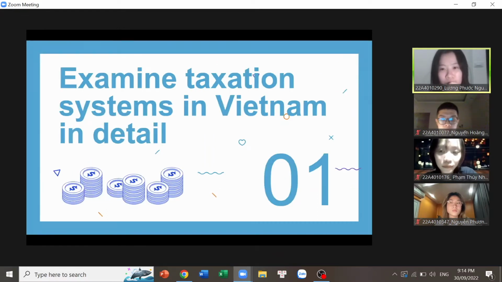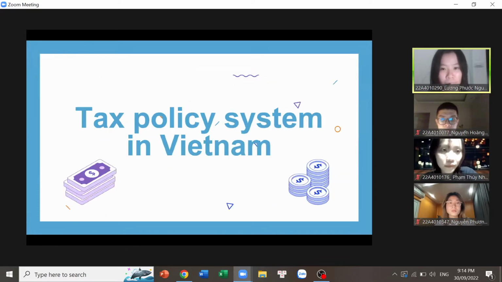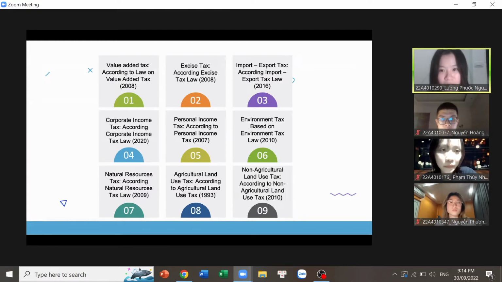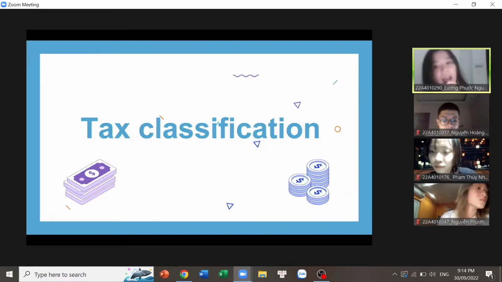In the first part, we present some details of the taxation system in Vietnam. About the tax policy system, the Vietnam tax system is designed with many different taxes regulating goods and services, income and assets in the economy. These are some major taxes in Vietnam, such as VAT, excise tax, import-export tax, corporate income tax, and personal income tax.